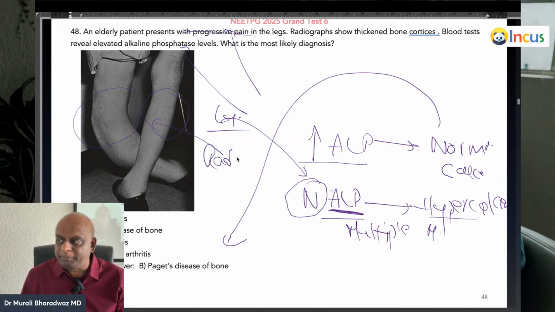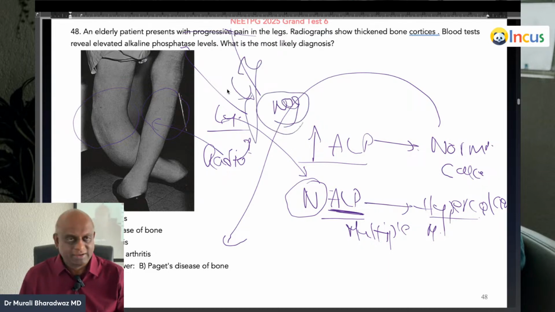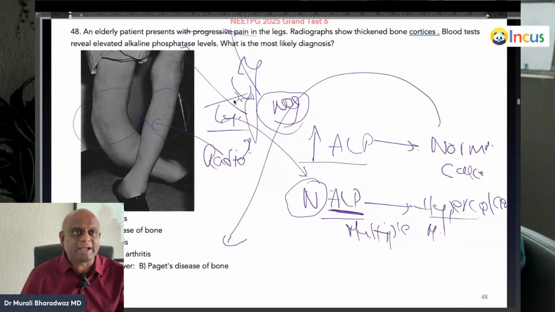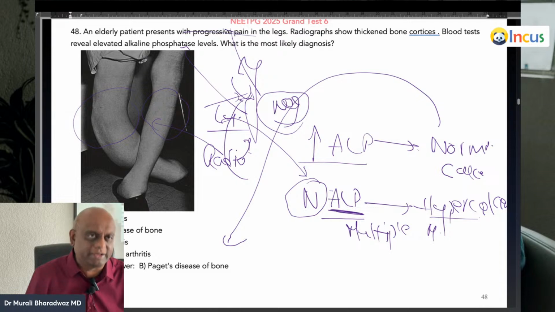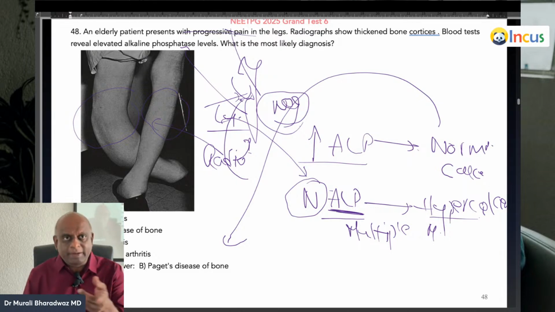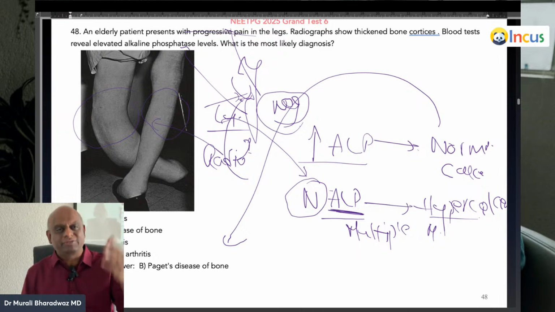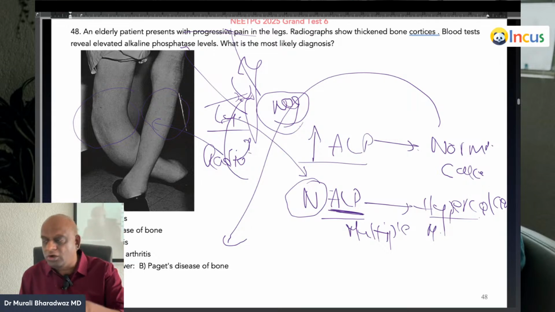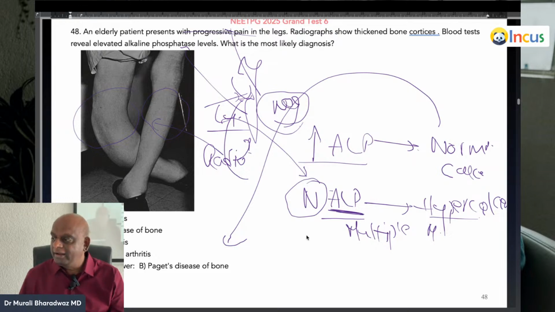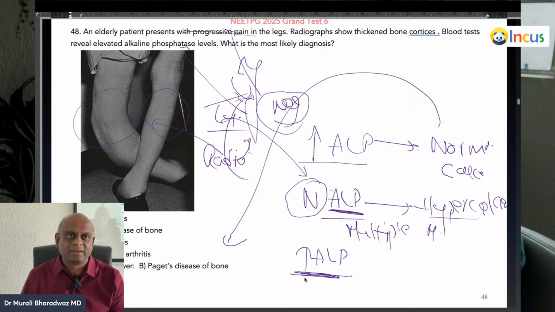If you give radionuclide uptake, it will be negative in multiple myeloma even though there are lytic lesions, because there is no osteoblastic activity. Unless osteoblastic activity is there, radionuclide uptake won't increase. So normal radionuclide uptake, normal alkaline phosphatase is the rule in case of multiple myeloma. So increased alkaline phosphatase with normal calcium levels is Paget's. High calcium with normal alkaline phosphatase is the nature of multiple myeloma. Then high alkaline phosphatase with high calcium is a feature of hyperparathyroidism.